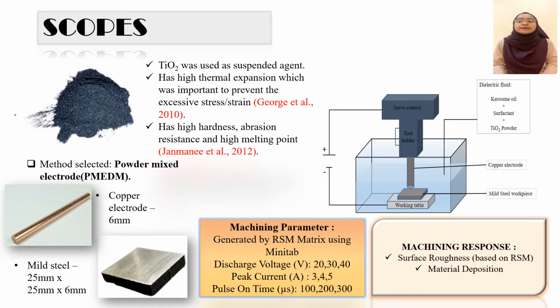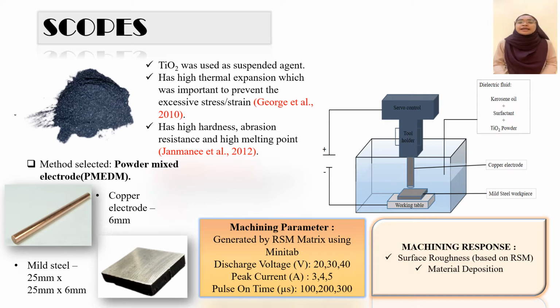The method that has been selected for this research is the PM-EDM method. PM-EDM is about the mixing of powder into the dielectric fluid to form a mixture. The suspended agent that has been selected is titanium dioxide powder. It has great properties, which are high thermal expansion, which is very important to prevent excessive stress or strain which can lead to the rusting. Next, it has high hardness, high abrasion resistance, and a high melting point.